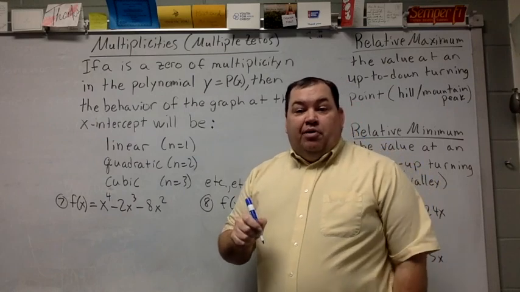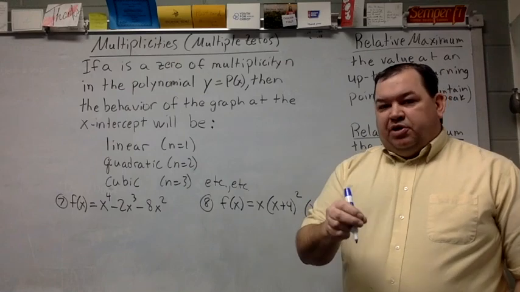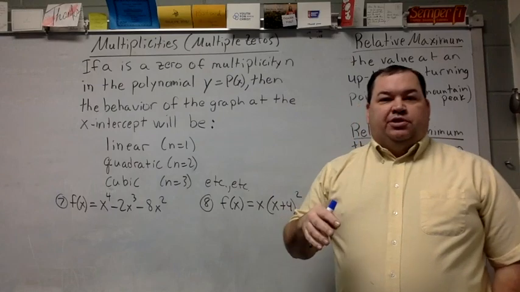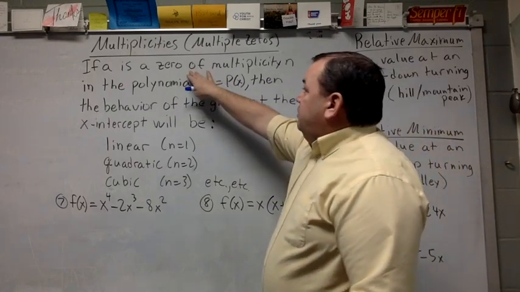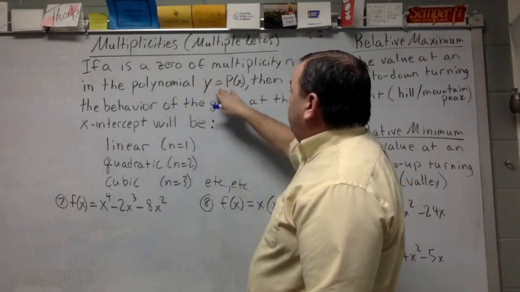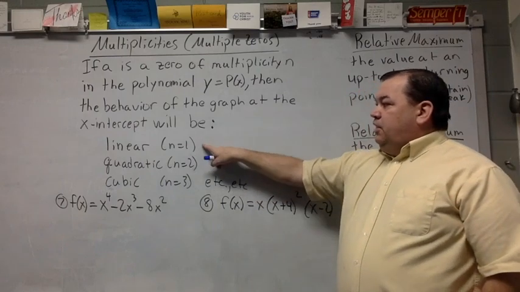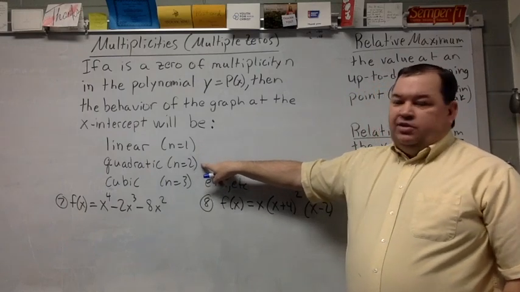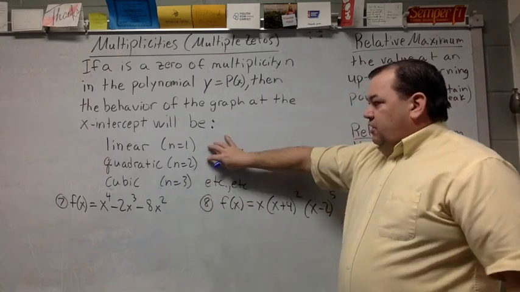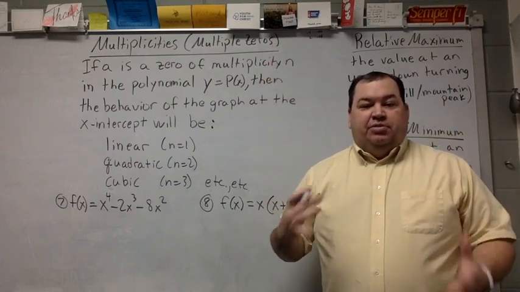Now that last problem that we did had 2 x equals 3 answers. That has a special name when we talk about polynomials. They're known as multiplicities, or multiple zeros. Here's the definition. If a is a zero of multiplicity n in this polynomial, then the behavior of the graph at the x-intercept will be linear when n is 1, quadratic when n is 2, cubic when n is 3, etc., etc. Okay? We'll get to that. That's a little more advanced. What we want to tackle first is this concept of multiplicities.